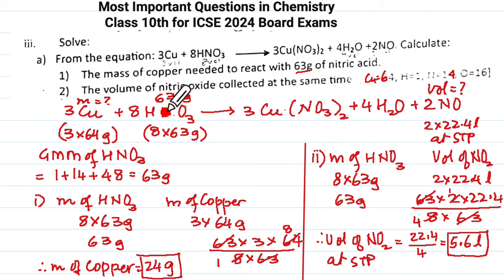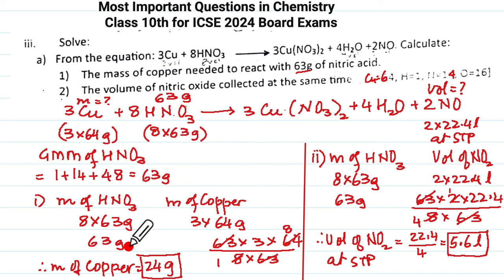second sub part. Now, in order to solve this, if the mass has been given, I have to find the GMM of HNO3. So GMM of HNO3, H is 1, N is 14, O3 means 16 times 3 is 48. You add it up, you get 63 grams. So 8 multiplied by 63 is what is in the reaction. And in the reaction, 3 atoms of copper, each copper is 64 gram. So 3 into 64 has been given. So we make two columns where the known quantity is our first column. Unknown quantity becomes our second column. So 8 into 63 is what is given, with the chemical equation giving copper as 3 into 64.